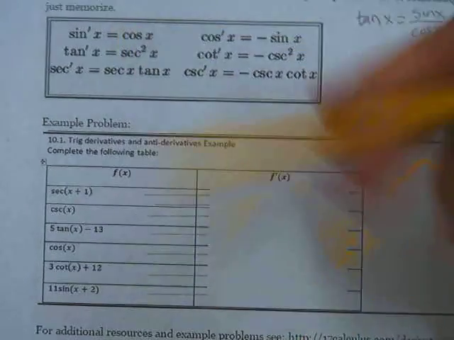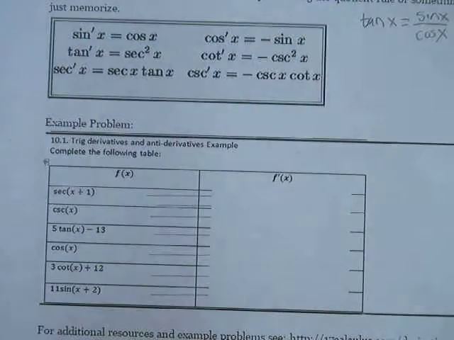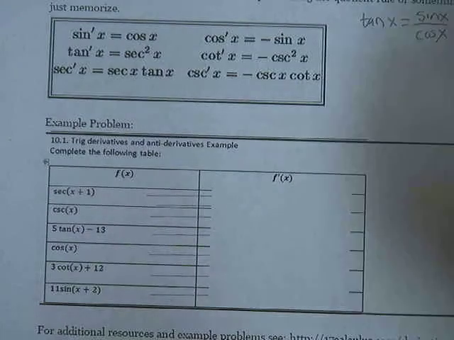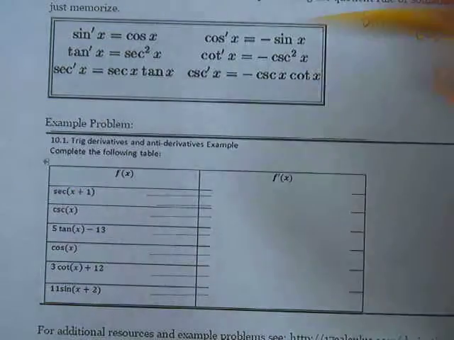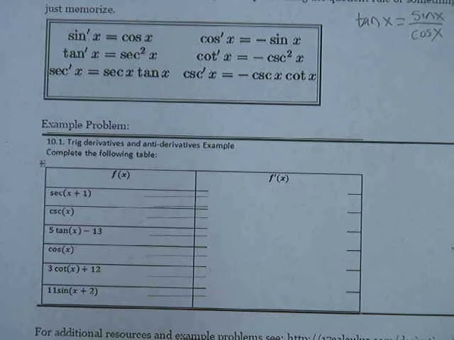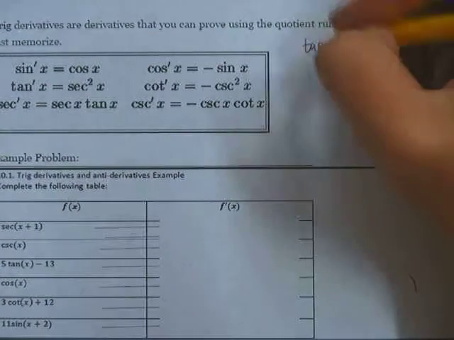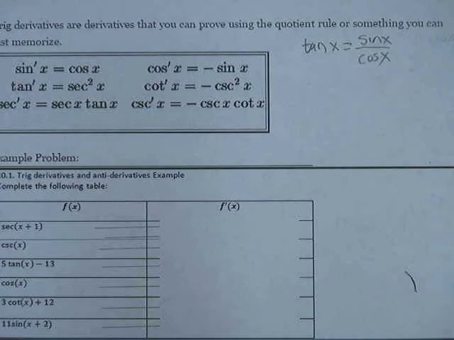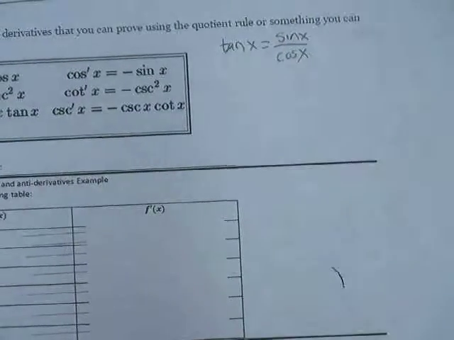So these top two are easy, like sine to cosine, cosine to negative sine. Where it starts getting trickier is tangent, cotangent, secant, and cosecant. There are some easy ways to prove this, so we can mess around with that real quick. Let's come up here. Tangent of x is sine of x over cosine of x. So we're going to do the quotient rule with this.